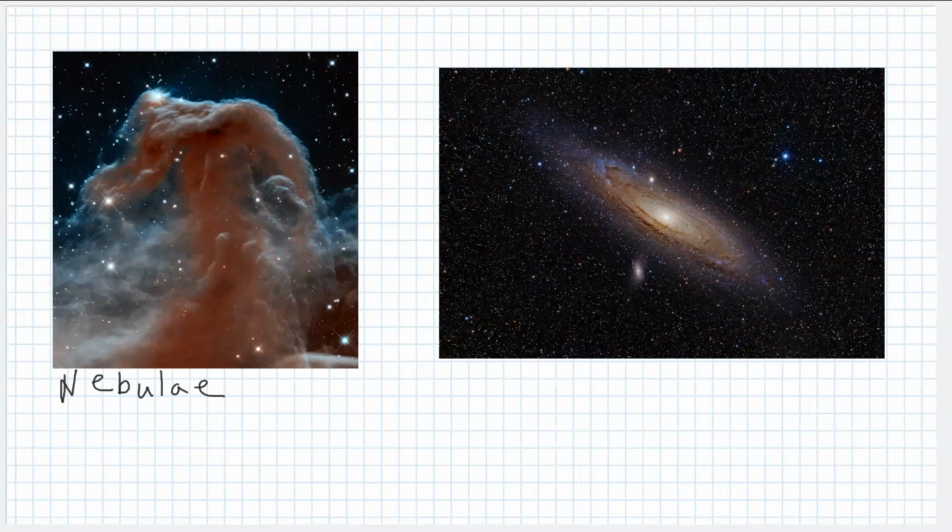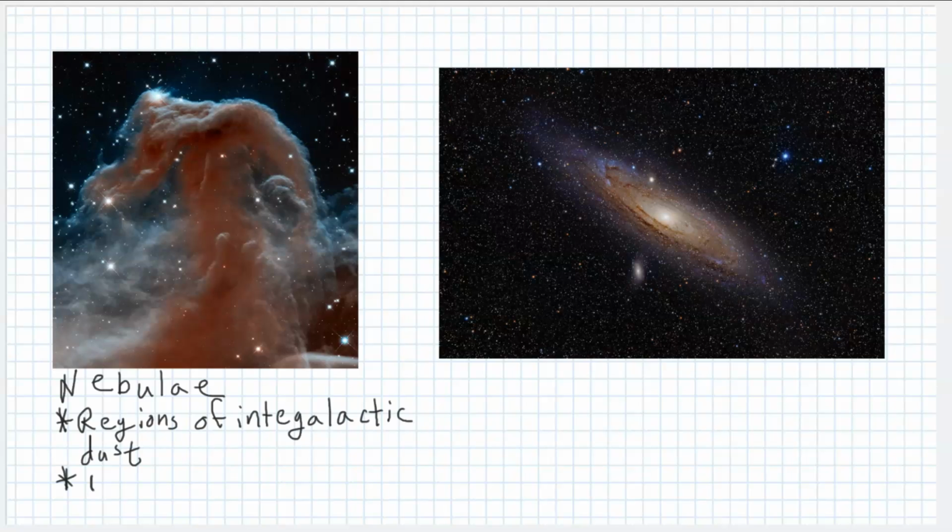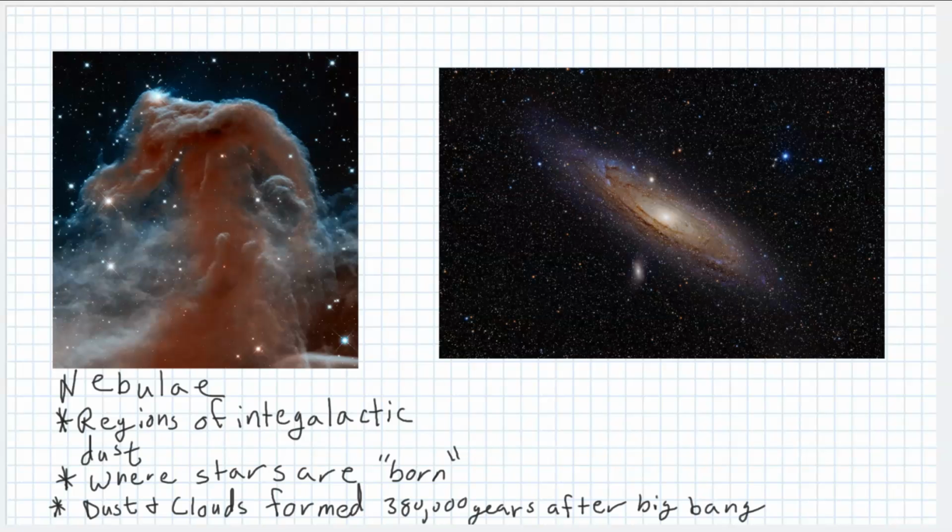We talked about nebula when we talked about how stars are formed. Nebula are regions of interstellar dust, meaning they're regions of dust found inside galaxies. It's the collapsing of the dust in these nebula that leads to the birth of stars. So we could think of nebula as where stars are born. The dust and clouds which make up nebula were formed about 380,000 years after the Big Bang. The example I have here is the Horsehead Nebula. You can see that it kind of looks like a horse.